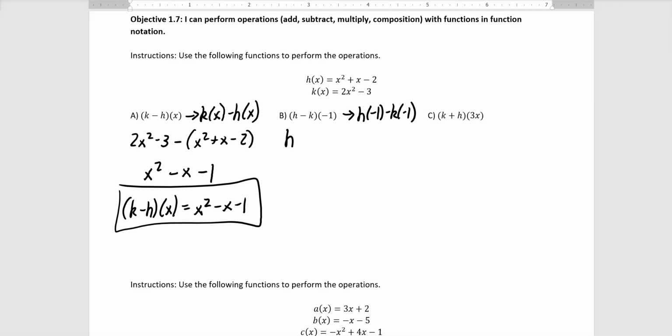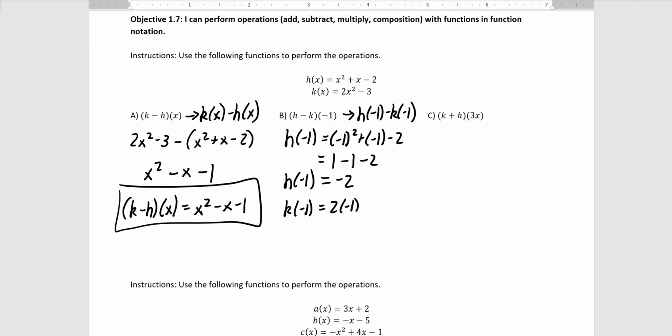So I'm going to find h of negative 1, and that will be negative 1 squared plus negative 1 minus 2. Negative 1 squared is positive 1. If I'm adding a negative, I'm subtracting, and then minus 2. 1 minus 1 is 0. 0 minus 2 is negative 2. So h of negative 1 equals negative 2. Now for k of negative 1, that will be 2 times negative 1 squared minus 3. Well, negative 1 squared is just 1, so this is just 2 minus 3. 2 minus 3 is negative 1. So k of negative 1 equals negative 1.